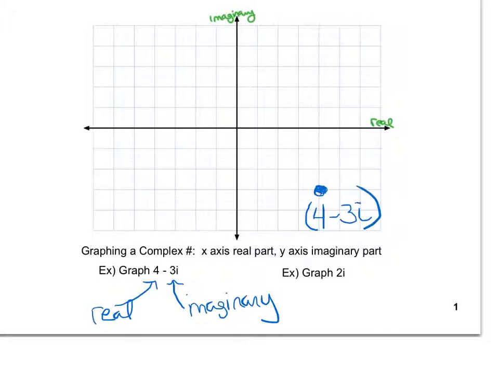If I were to graph this second example, notice the second example does not have a real part. The real part would be considered 0. So I do not have to go left or right at all. I won't put any points on my real axis. I will just go up 2 on my imaginary axis. So going up 2 puts me here. I'm going to go ahead and put a point there. This point here represents the complex number 2i. The reason we need to be able to graph these is so we can come up with a formula for their absolute value.